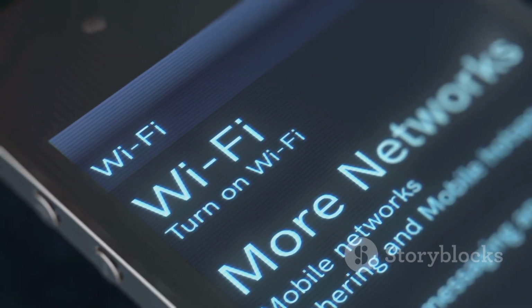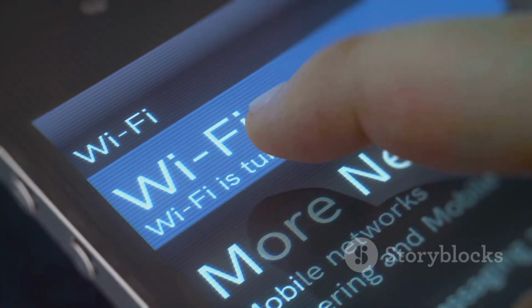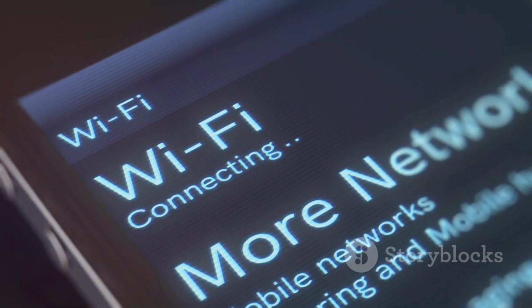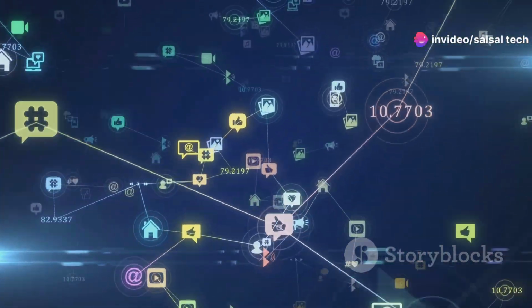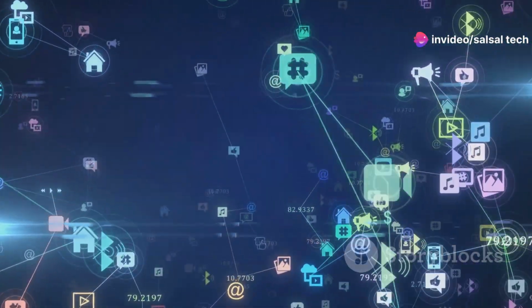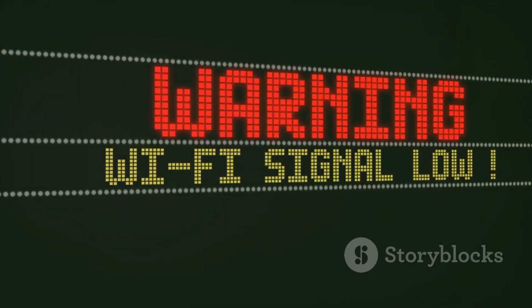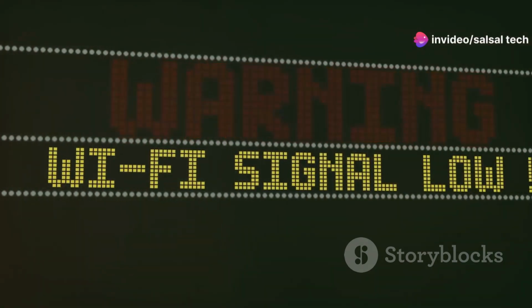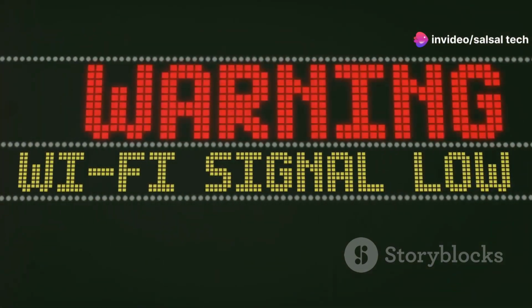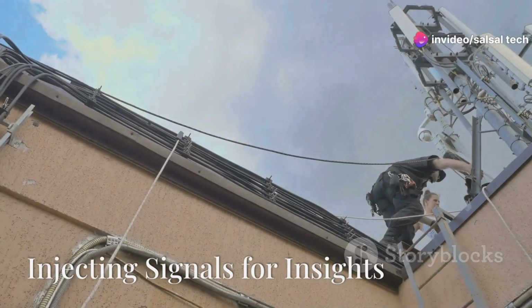How strong is the Wi-Fi signal in different areas? Network names, SSIDs. What networks are available and how many devices are connected? Channel utilization. Are there too many networks using the same channel, causing congestion? This information helps identify areas with weak signals, potential sources of interference, and opportunities for optimizing channel allocation.